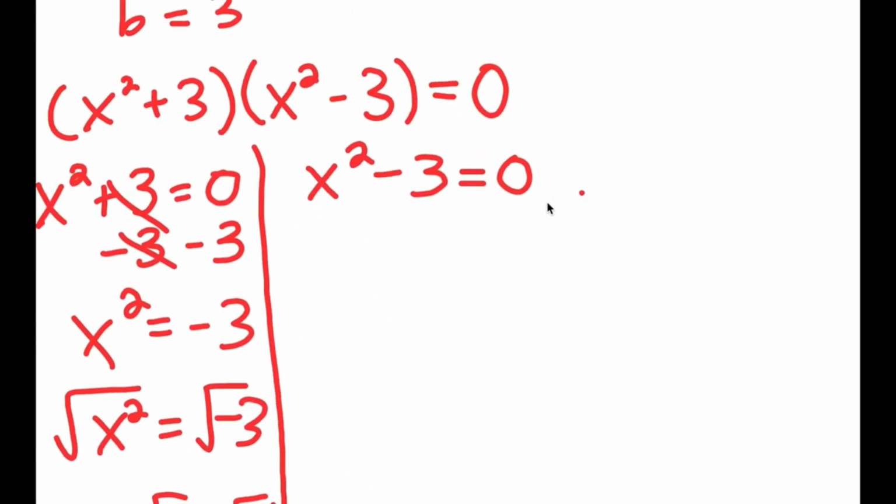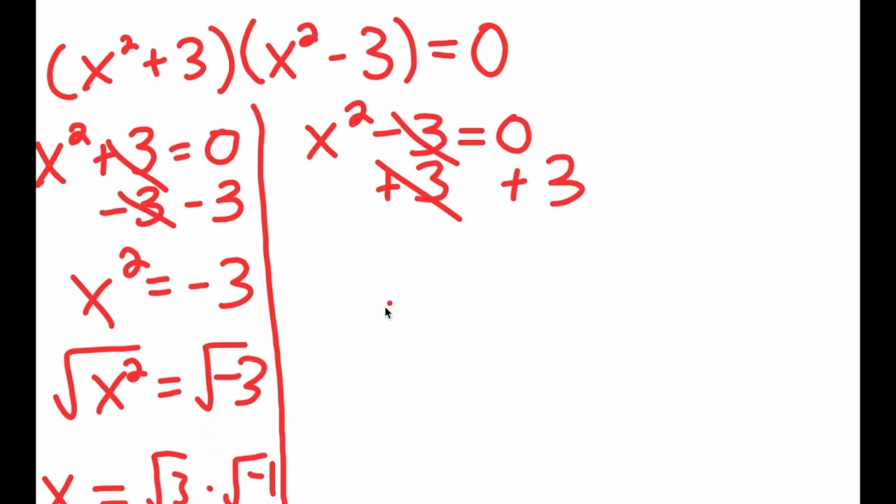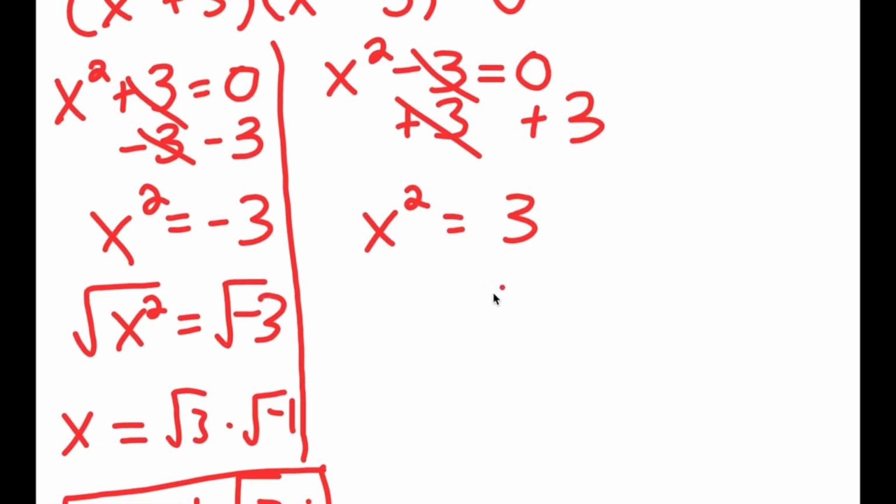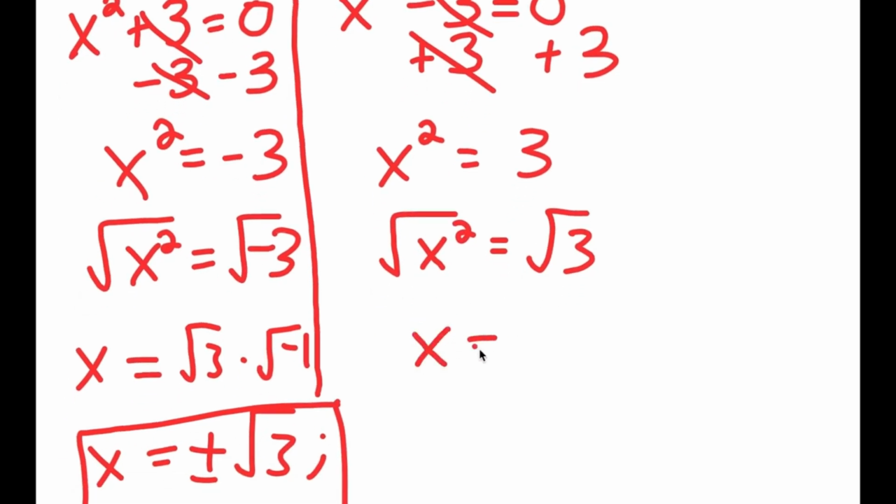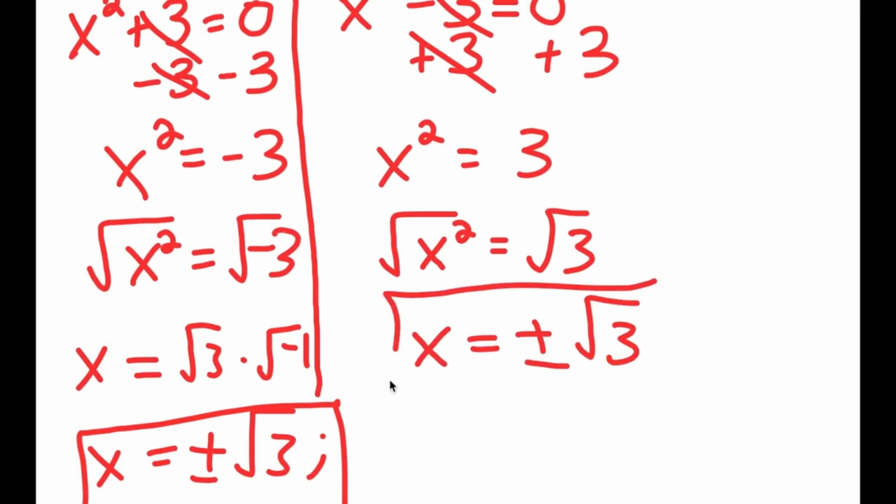Now for x squared minus 3 equals 0, this is much simpler than the other one. All I have to do is add 3 on both sides, and I get x squared is equal to 3. And now, if I take the square root on both sides, the square root of x squared is x. So I get x is equal to positive or negative square root of 3.